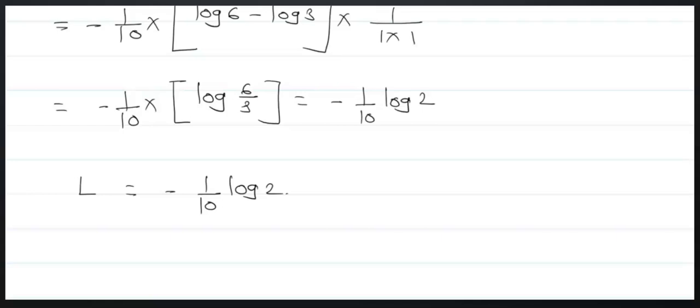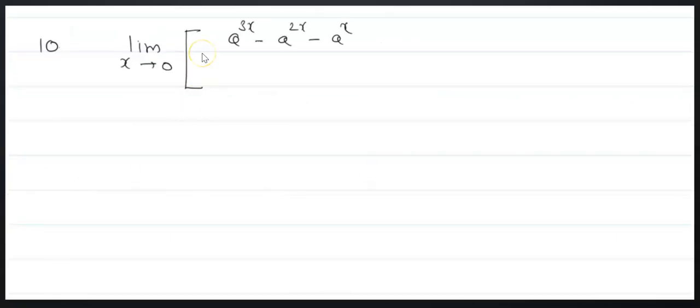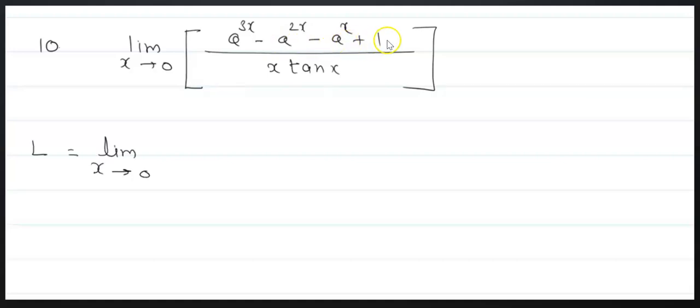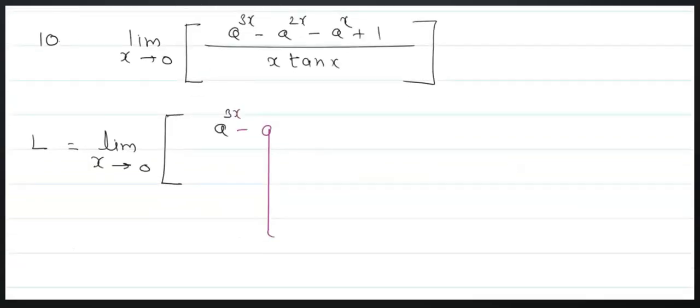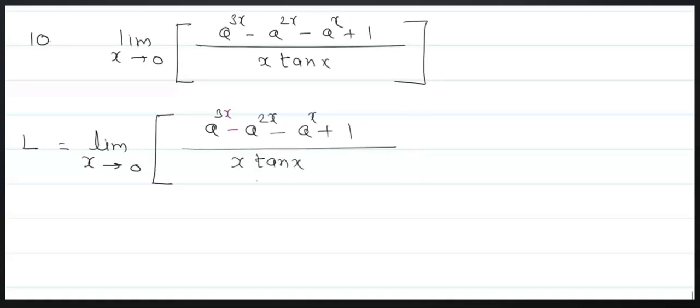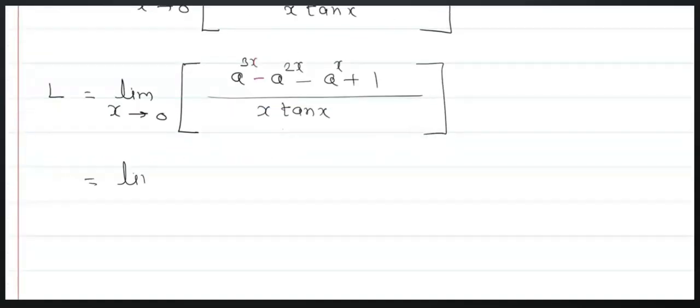Now the next example is example number 10. Limit x tends to 0, a raised to 3x minus a raised to 2x minus a raised to x plus 1 upon x tan x. Now the limit x tends to 0, a raised to 3x minus a raised to 2x minus a raised to x plus 1 upon x tan x.